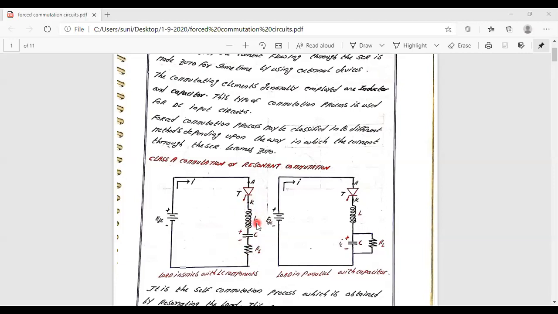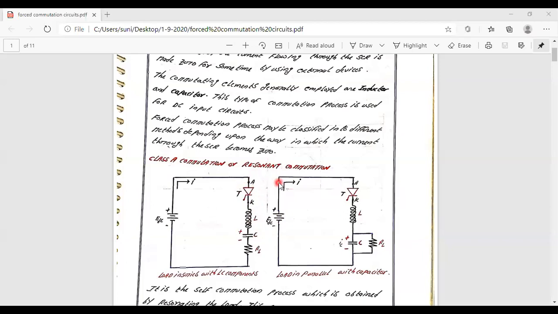Okay, so here, coming to these commutation circuits, majorly there are going to be three types, depending upon the elements employed. One is by means of LC elements. The second one is called current commutation, and the third one is considered to be voltage commutation.